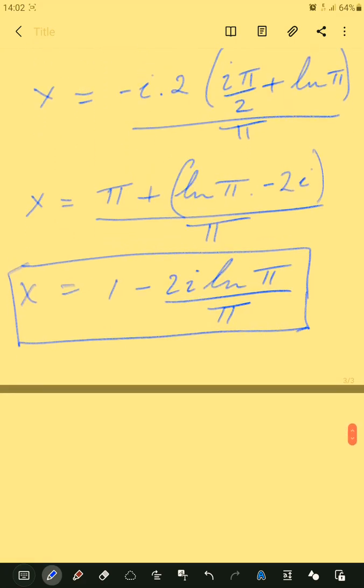So this is our result. x equals 1 minus 2i times ln of pi divided by pi. I hope you got the same answers that I did, so thanks very much for watching my video.